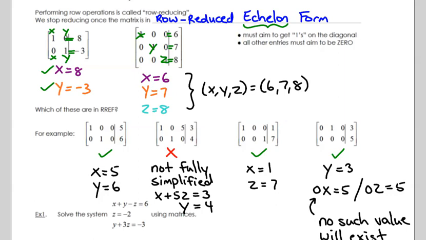Okay, so let's take a look first of all at these 4 examples right underneath. Which ones are actually in row-reduced echelon form?